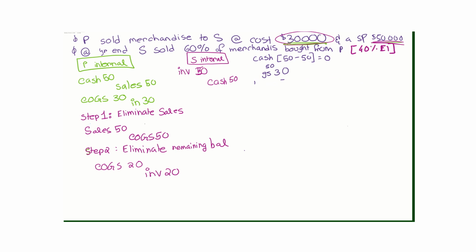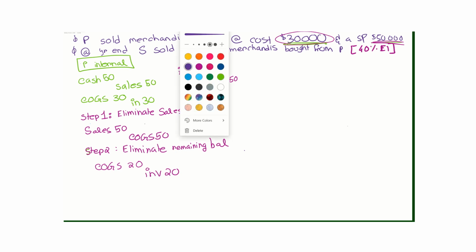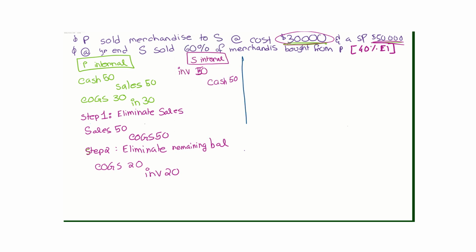Okay, so now let's look at the second part of our question, which says that at year end, S sold 60% of the merchandise bought from P. So this is a little confusing, so I'll try to explain it the best way I can.